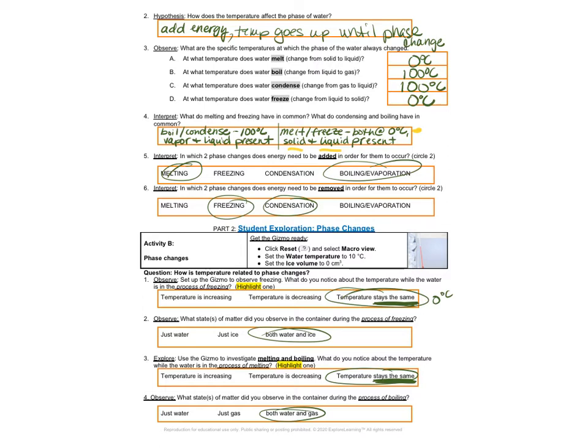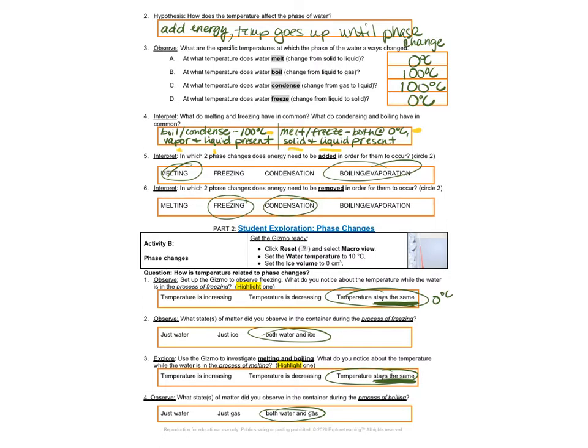So boiling and condensing, what they have in common, they both happen at 100 degrees Celsius, and they both have gas, which is vapor, and liquid present. While something is boiling on the stove, you can very clearly see the liquid bubbling. And then you can see the steam rising. So you can see the liquid and the steam both at the same time. That's while it's in the process of boiling. And you can say the same thing about when it's condensing in the process of going back into the liquid phase.